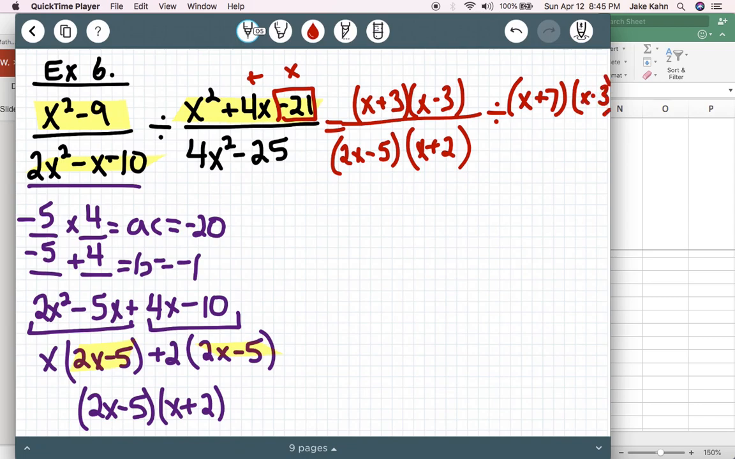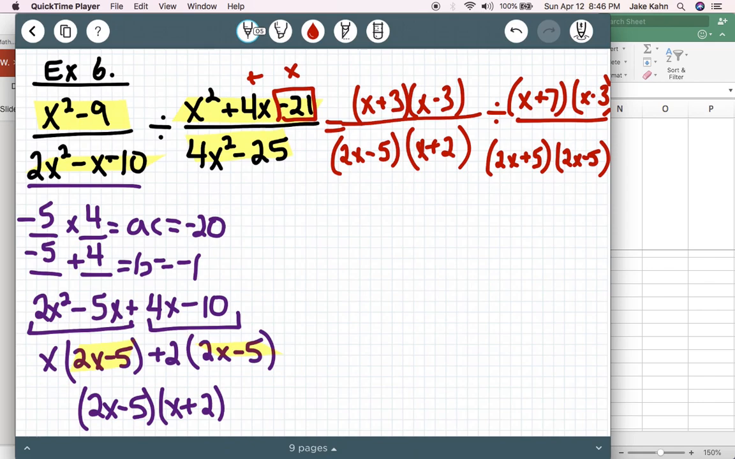over, finally on bottom here, 4x squared minus 25. When you see the 4 and the 25, you should recognize those as perfect squares. And you have a subtraction sign in the middle, so this is a difference of perfect squares again. This will come out to 2x plus 5 times 2x minus 5 when you factor it.